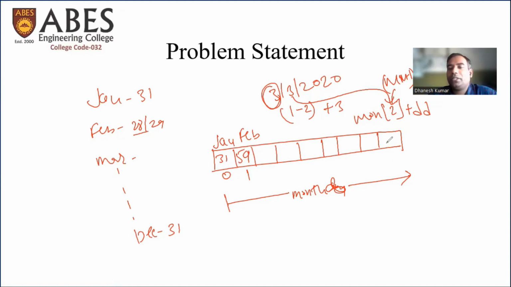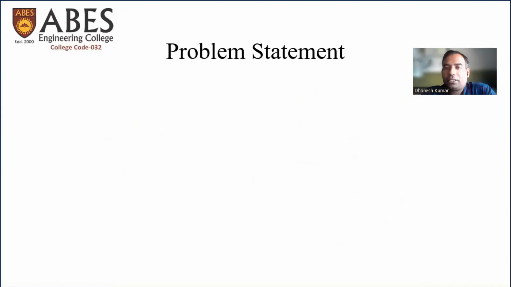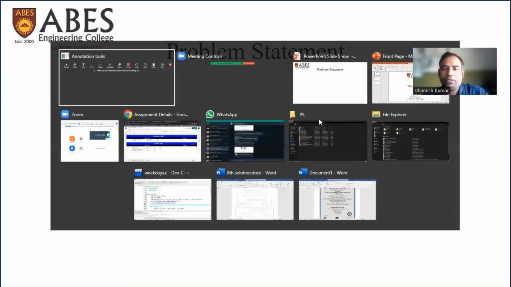And once we find out the total number of days, then we can simply divide the total number of days by 7. And if the remainder is 1, then we will print Monday. If the remainder is 2, then we will print Tuesday and so on. Okay, so let me show the coding, and then we will discuss how we can do it in the coding.